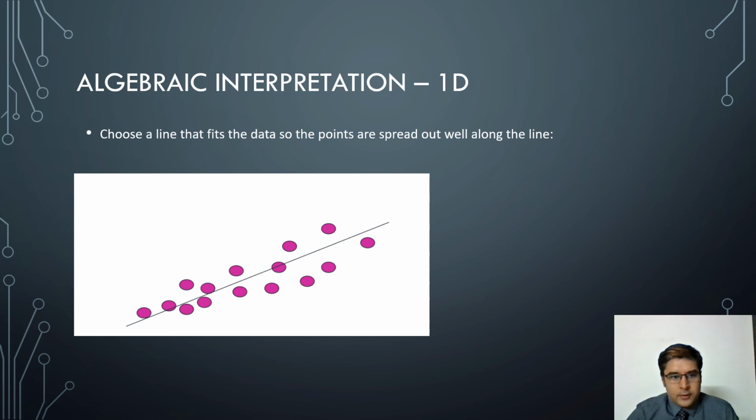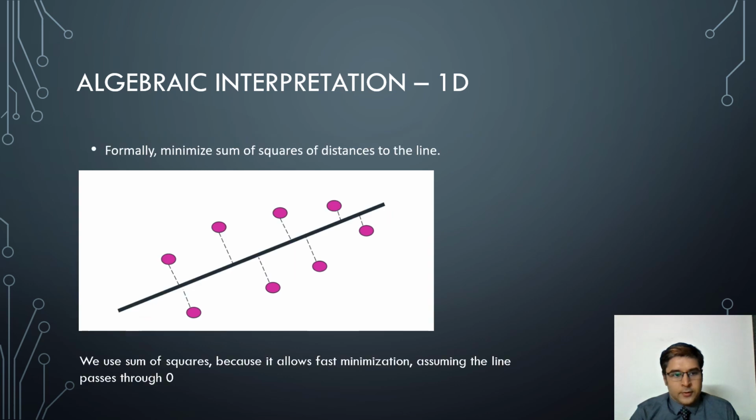So we proceed using the following algorithm. Choose a line that fits the data so the points are spread out well along the line. So we make a line here so that the points are well spread out along the line. Next, formally minimize the sum of squares of distances to the line. We use the sum of squares because it allows fast minimization, assuming the line passes through 0.